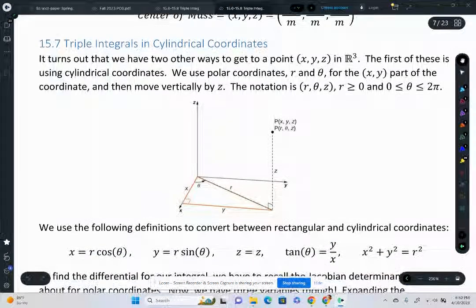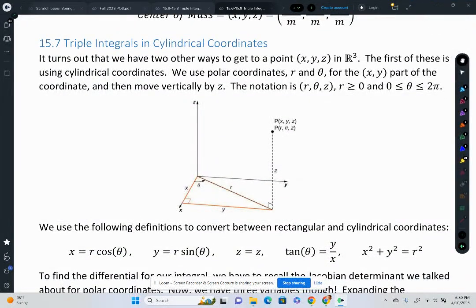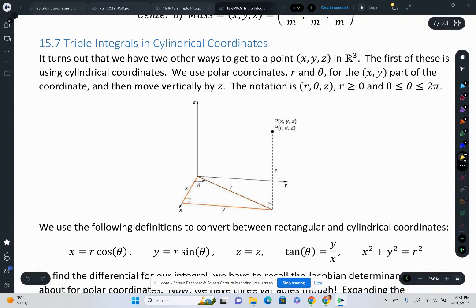Okay, well, it's really nice if we can have a standard consistent way to switch over to cylindrical coordinates, and we are going to do that. However, I want you to remember the examples that we did in 15.6 where things were not the same, okay? Now, what typically happens in cylindrical is that we use our polar coordinates, r and theta, for the x, y part of the coordinate, and then we move vertically by z. Okay, so z gets to be itself.